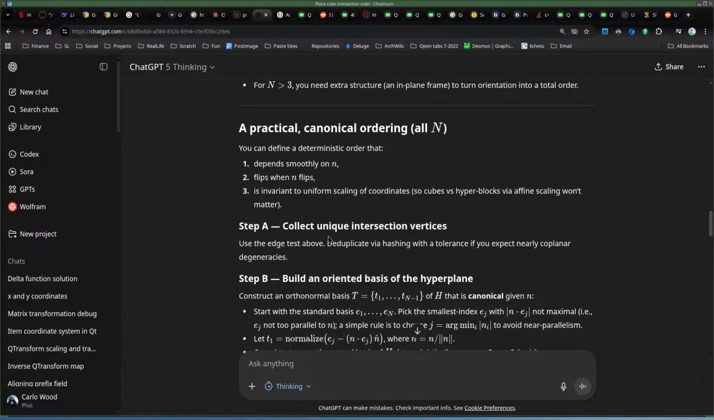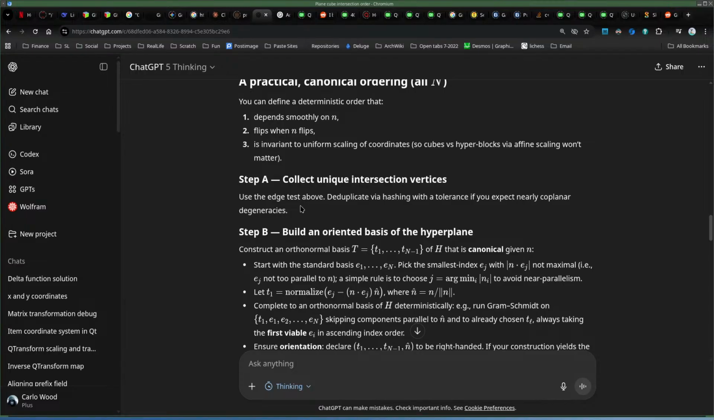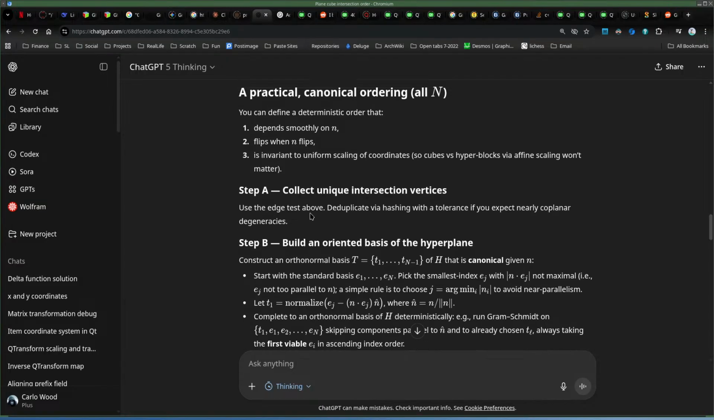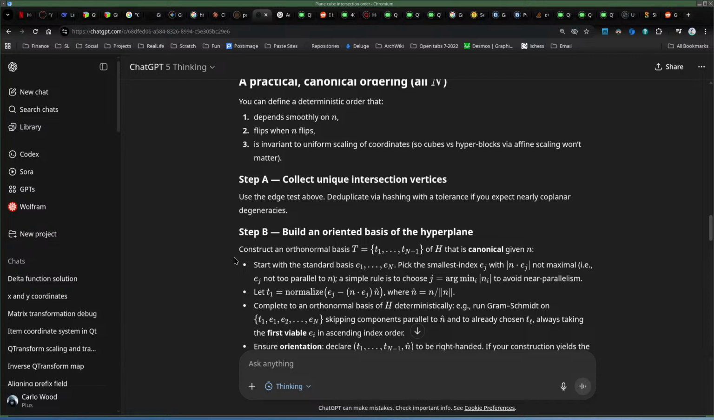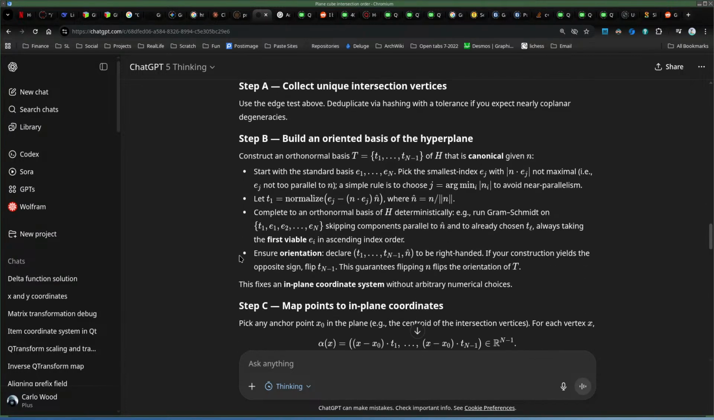Collect unique intersection vertices. Step A, collect unique intersection vertices. Use the edge test above, and deduplicate via hashing with a tolerance if you expect nearby coplanar degeneracy. Build an oriented basis of the hyperplane.